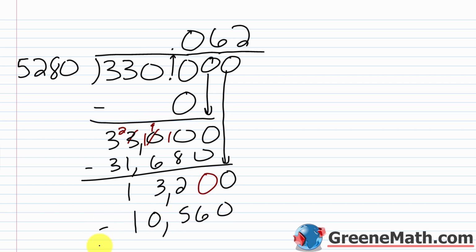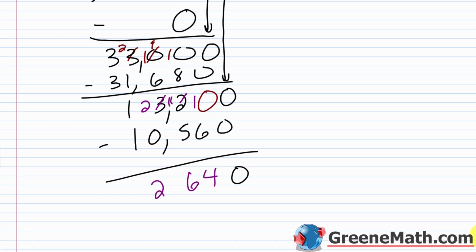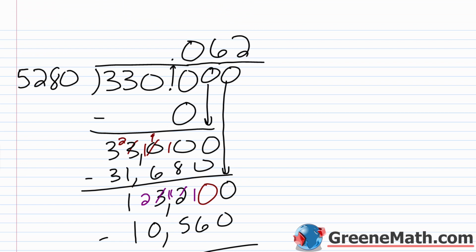Let's subtract. 0 minus 0 is 0. And then I need to borrow here. This 2 will become 1. Then this will become 10. 10 minus 6 is 4. Borrow again. This will become 2. And this will become 11. 11 minus 5 is 6. 2 minus 0 is 2. So I get 2,640. Let's go back up to the top. We'll put a 0 here and bring that guy down.